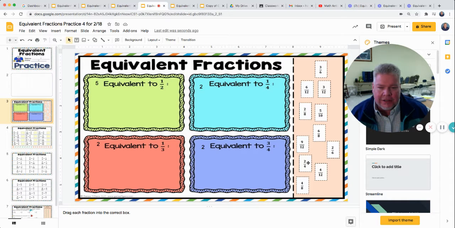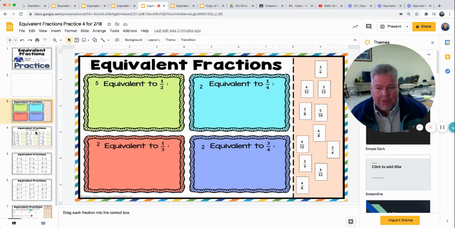fraction cards over here that are equivalent to 1/2, 1/4, 1/3, and 3/4. Now, if you've noticed, I put a little number in each box, 5, 2, 2, 2. That means you're going to put 5 cards in this box. So 5 of these are equal to 1/2. 2 of them are equal to 1/4. 2 of them are equivalent to 1/3, and 2 of them are equivalent to 3/4. So you're going to drag the ones over here that are equivalent to each number, and it tells you how many cards should be in each box.